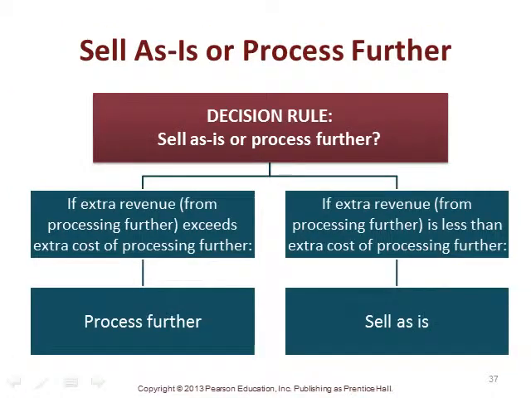And so then with respect to sell as is or process further, the decision rule is that if the extra revenue from processing further exceeds the extra cost of processing further, we want to process it further. In our previous case on the last slide, we generated $100,000 as a result of processing the olive oil further to gourmet dipping oil, and the cost associated with that was $37,500. So at the end of the day, we were $62,500 better off. Alternatively, the extra revenue from processing further could be less than the extra cost, and in that case we would not process further, and we would simply sell as is.